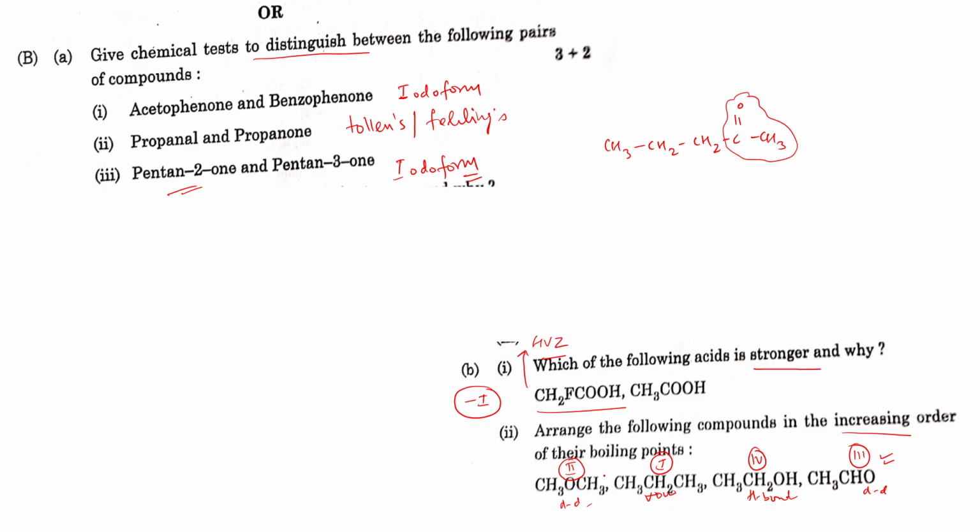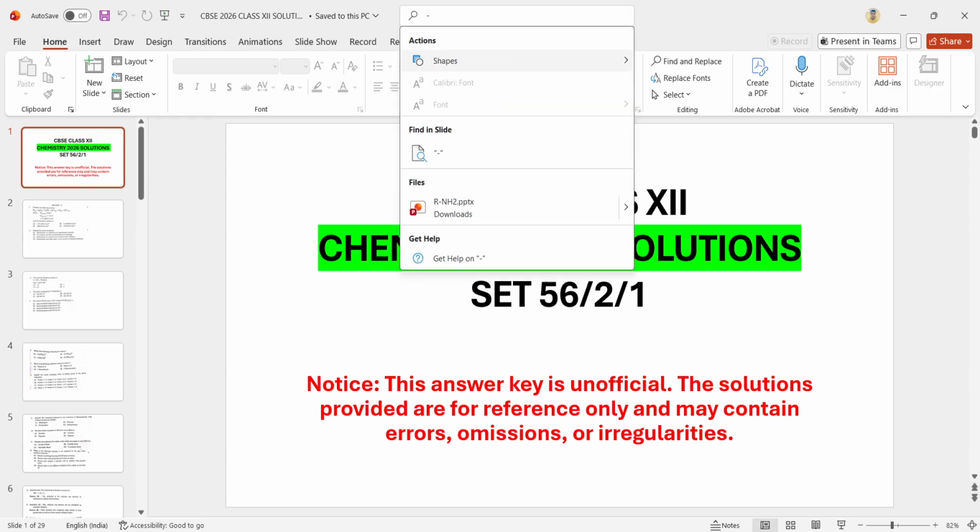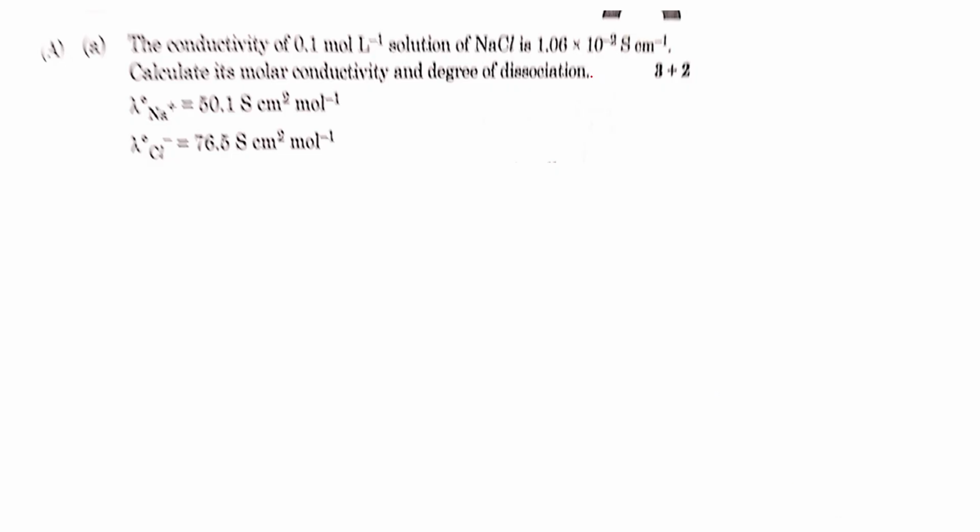Okay, so now let us solve this question. Next, question 32. This is a little blurry, let us try to solve this one. I will assume it to be 1.06 into 10 to the power minus 2 Siemens per centimeter. I will solve this question taking this value. So let us do this one first.